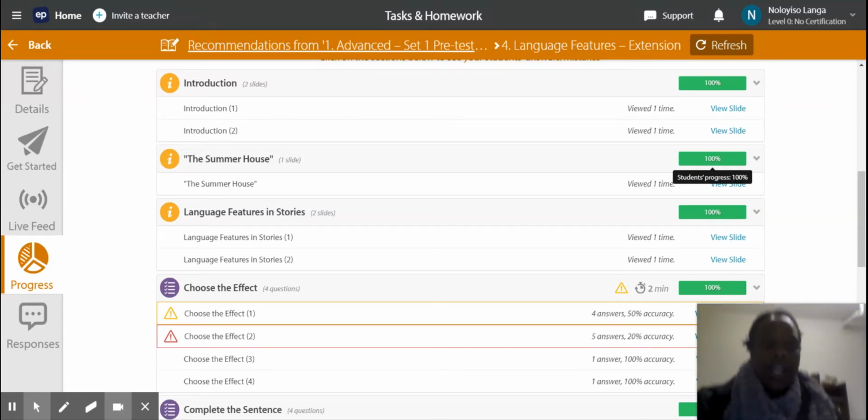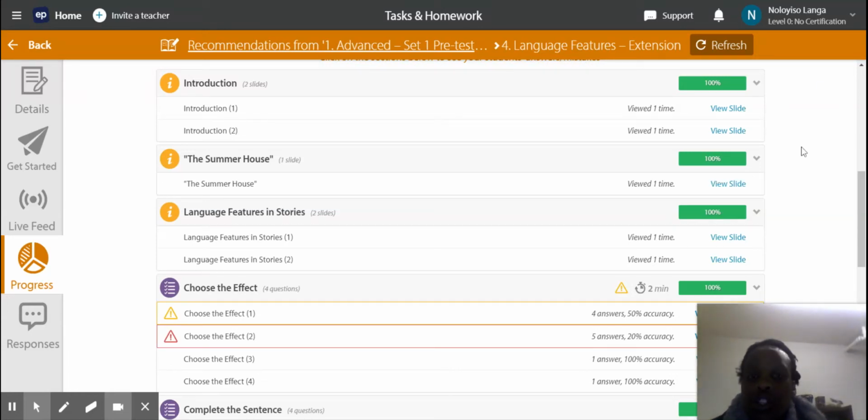Good morning, girls. Today I want to take us through the test that you did, the task that you were given to do last week, I think it was. It was basically a comprehension and it was on language features.